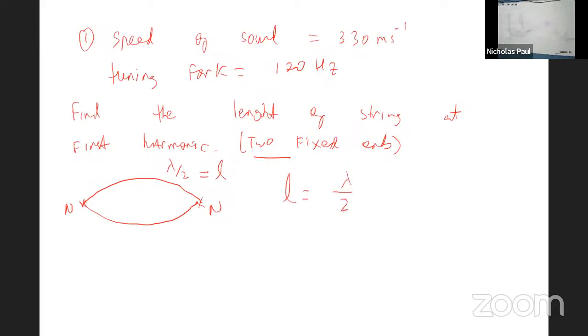How do we get lambda? We have speed, we have frequency. So lambda is equal to V on F. V is 330, and here's 120. How much is that? Check it for me now. You have a calculator? How much is lambda there?